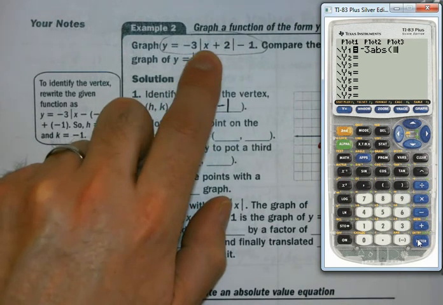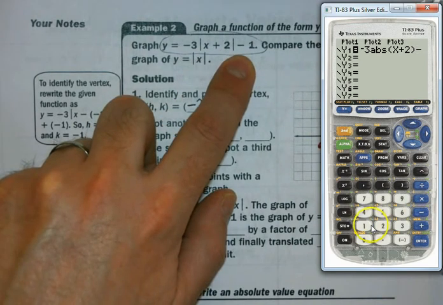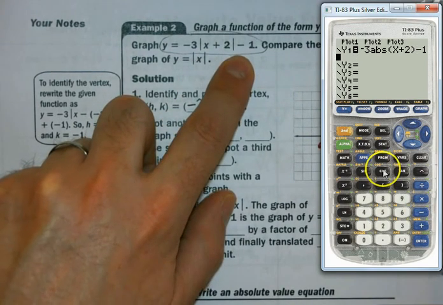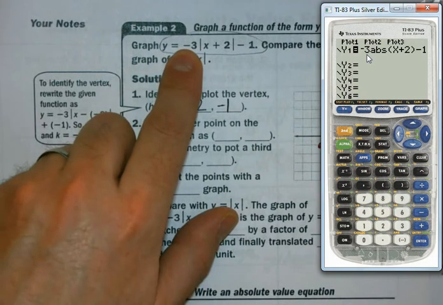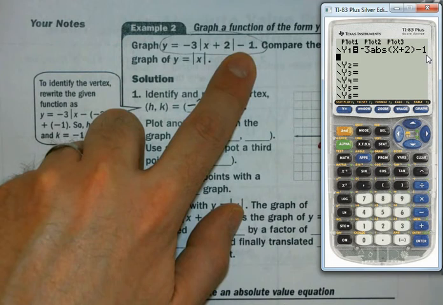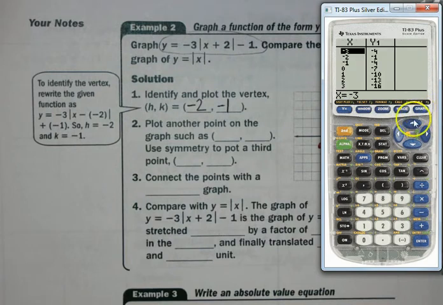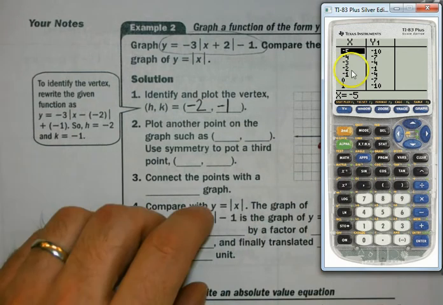Now this time I have more in here than just x. It's x plus 2. So I type in the x plus 2, and then I close my parentheses, because that's the only part I want in my absolute value, and then I type what's on the end. So what I have here, negative 3 times the absolute value of x plus 2 minus 1 is the same thing. So once I have that, if I want to make this simple, I'm just going to hit second graph. And just like before, if my vertex is in the middle, there's my negative 2, negative 1.